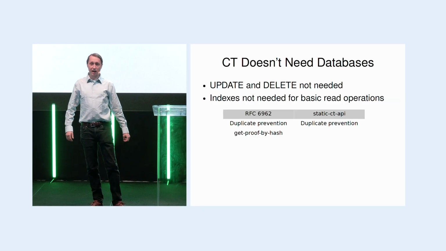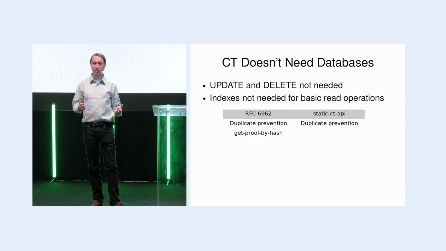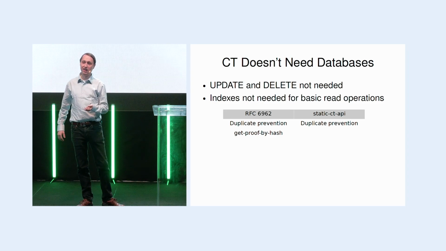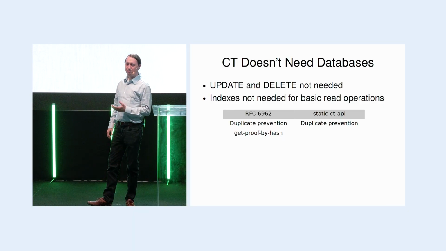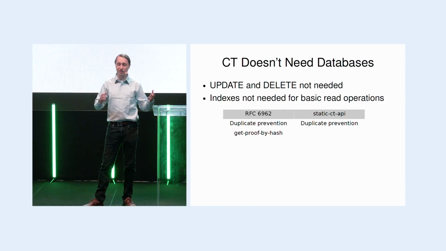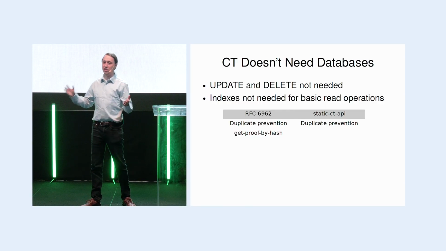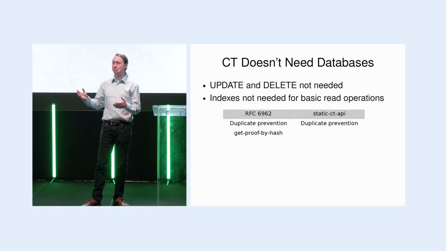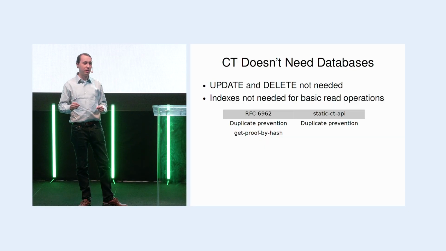Now, static CT API does away with the getProofByHash endpoint, so you don't need an index for that. The only index you need is the duplicate prevention index. And the beautiful thing about the duplicate prevention index is that it's possible to lose some or even all of the entries in this index. Because the worst thing that can happen in that case is the log might accept some certificates that are already in there. So worst case scenario, you lose the entire duplicate prevention index, and your log doubles in size as every certificate gets submitted a second time to the log. And that's not ideal, but it's far, far better than losing the entire log.